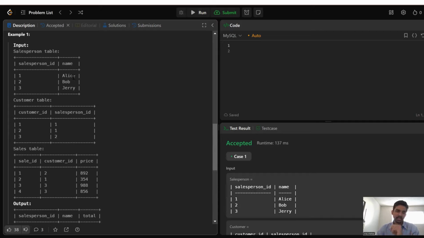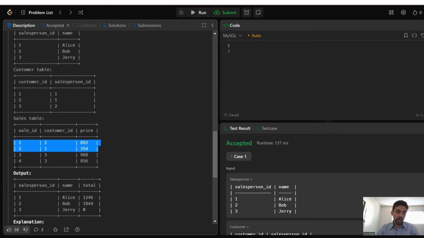Let's say Alice has provided sales to two people, that is customer one and two over here. What we have to do is sum these prices and give the output with a salesperson ID, name, and total.